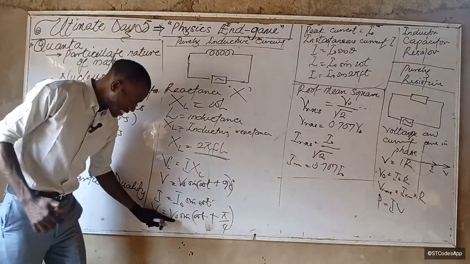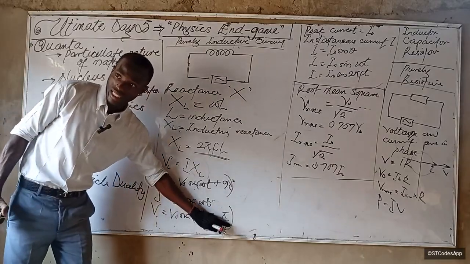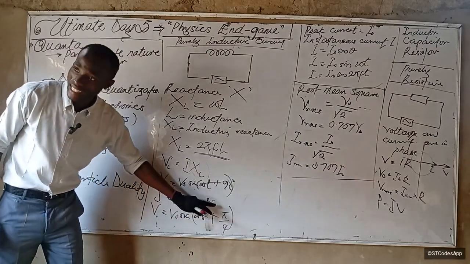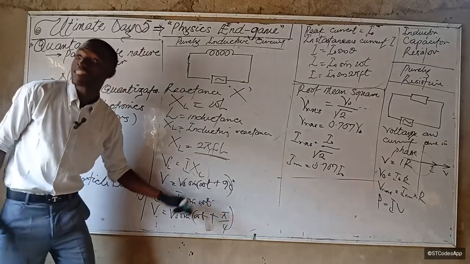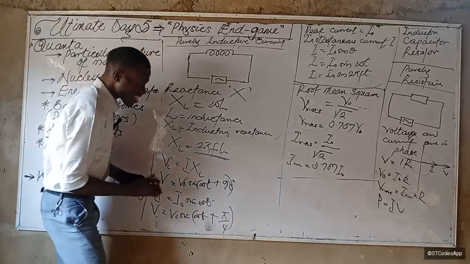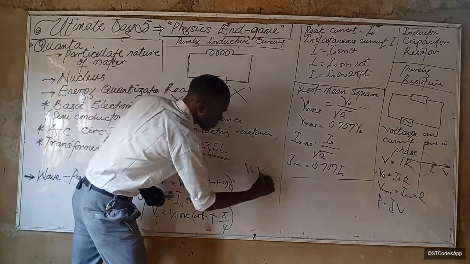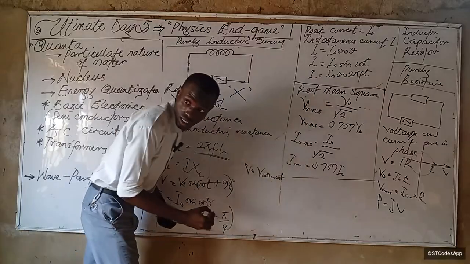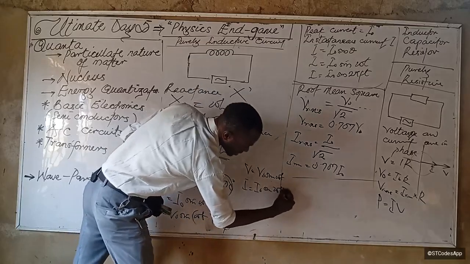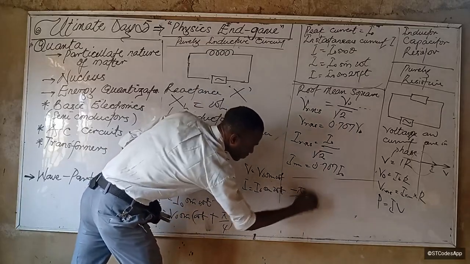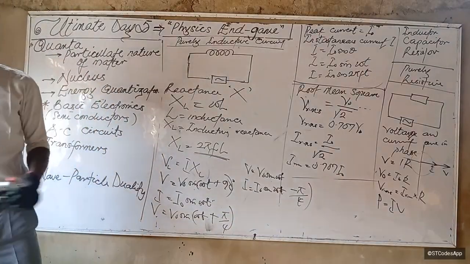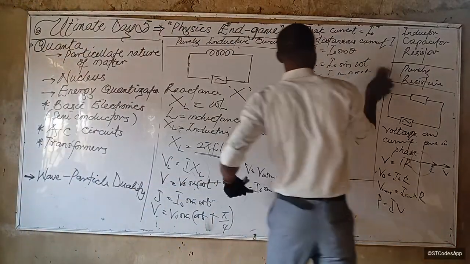Why? Because this guy is leading by 90 degrees. If this guy is I naught sine omega t, then this one should be V naught sine omega t plus 90 degrees. Is that okay? Or in a case where V is V naught sine omega t, then I should be what? I naught sine omega t minus 90 degrees. Does that make sense now? So these are the possible formulas that you can generate for that guy.